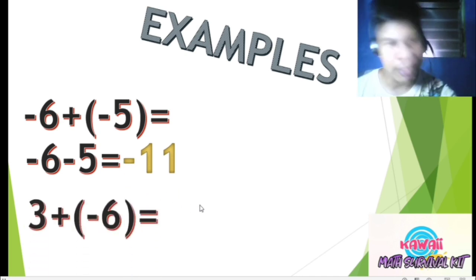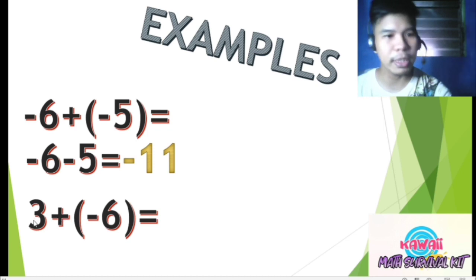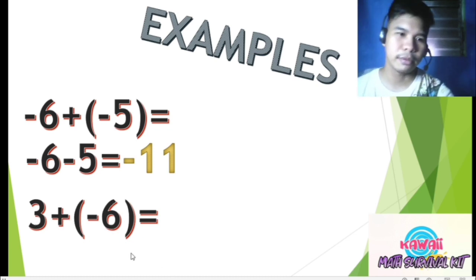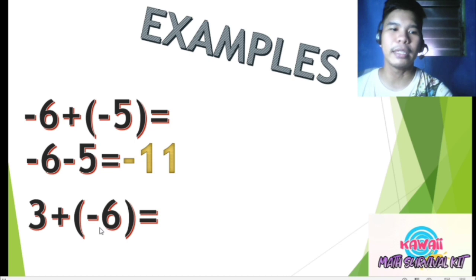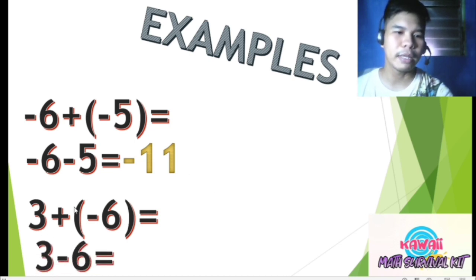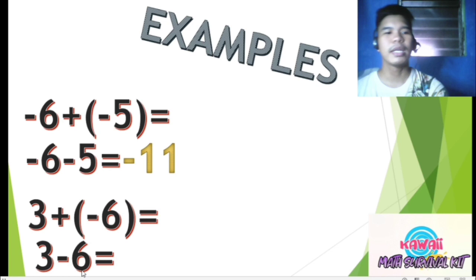Try to answer this. How about 3 plus negative 6? What you're going to do with this? Okay, very good. That will become negative. So you copy first positive 3, that will become now negative 6. So that is 3 minus 6, or positive 3 minus 6.